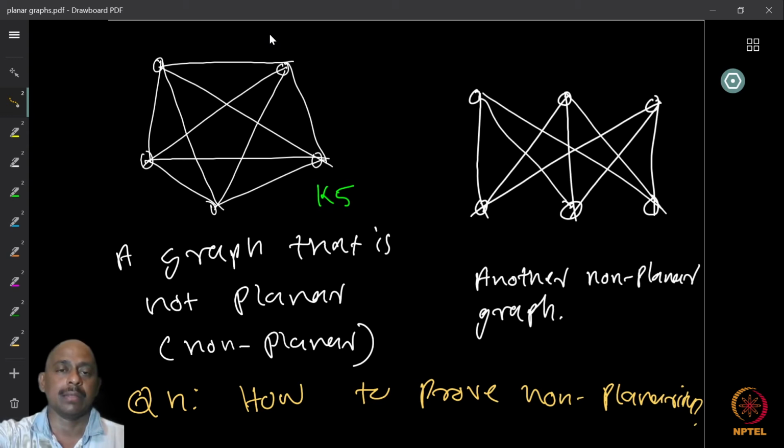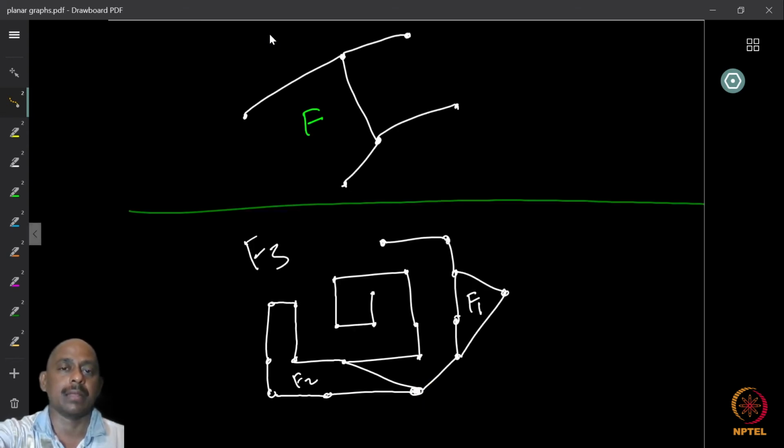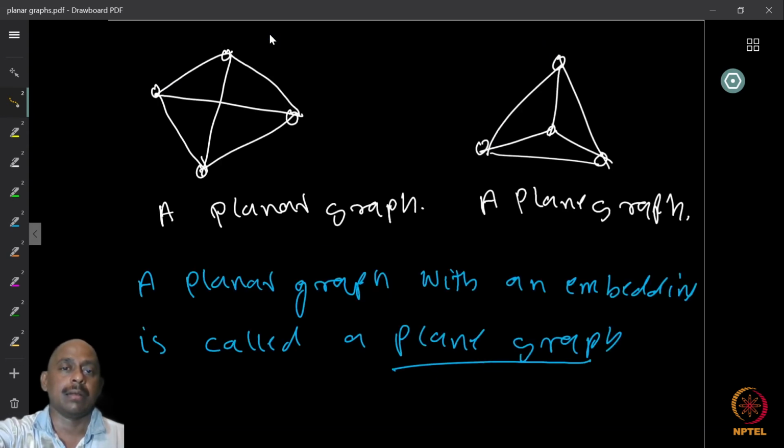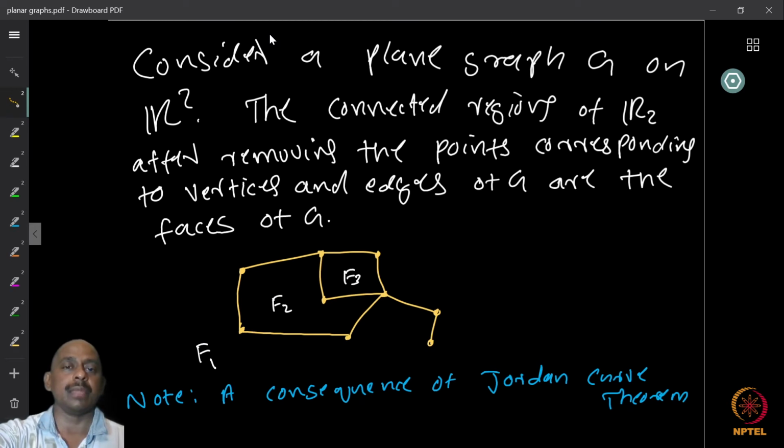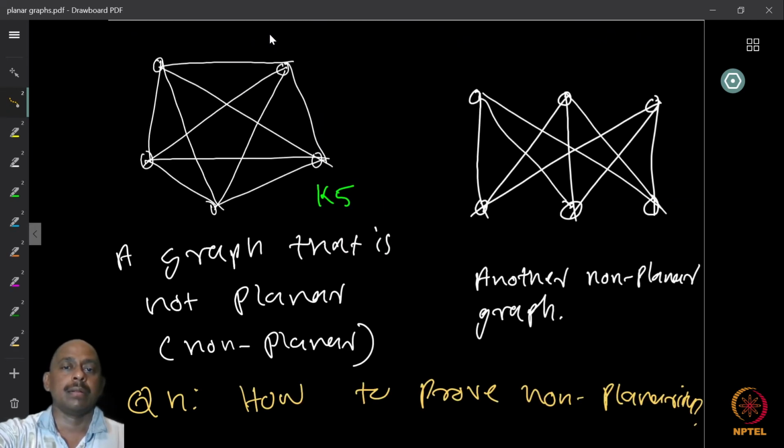Right? So think about this. In this example, we saw that you have the complete graph on 4 vertices, but it also had a nice plane embedding, right? Now, can you come up with an argument to show that the graph is not planar?